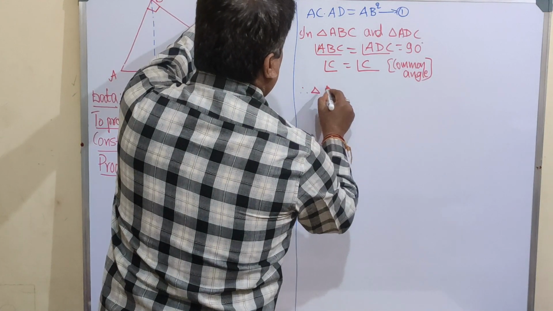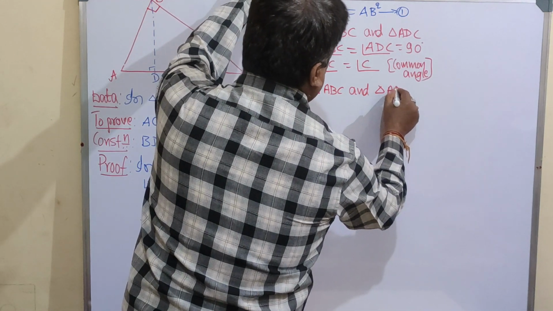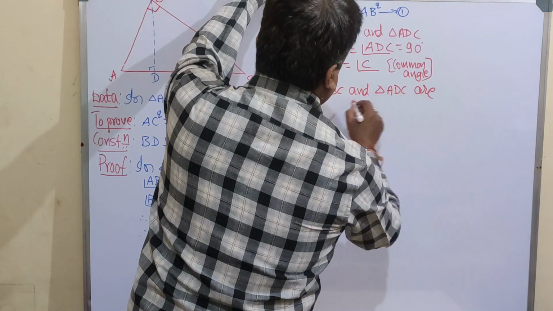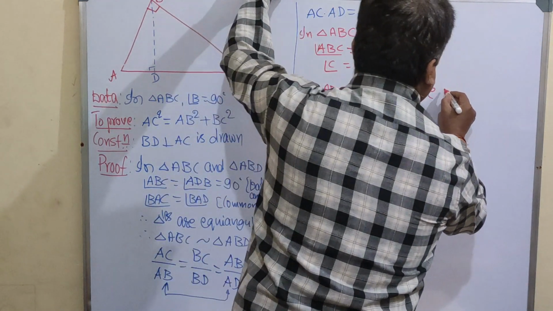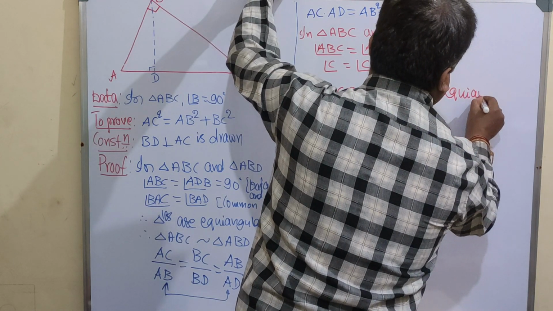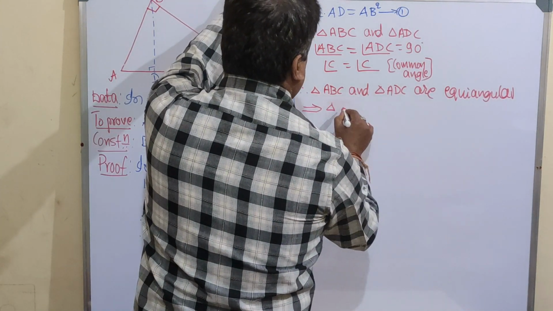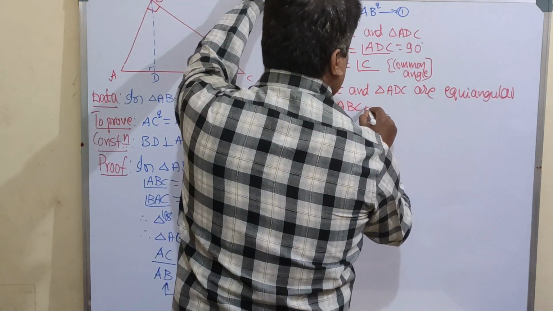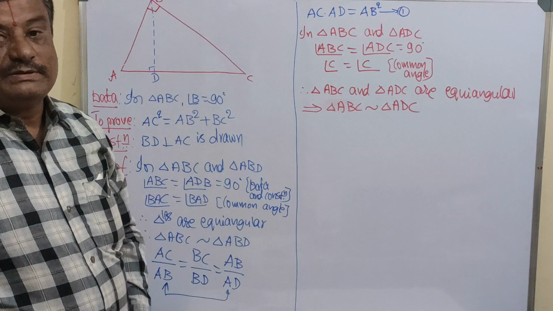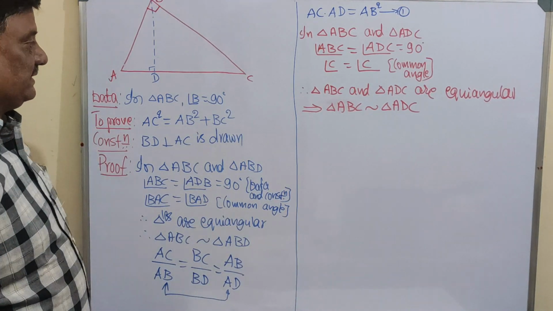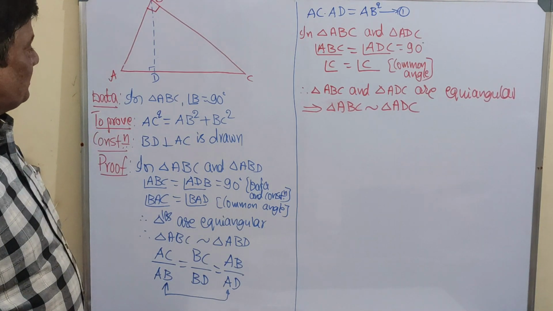Therefore, triangle ABC and triangle ADC are equiangular. If they are equiangular, that implies triangle ABC is similar to triangle ADC. If they are similar, then the corresponding sides are in the same ratio or in the same proportion.